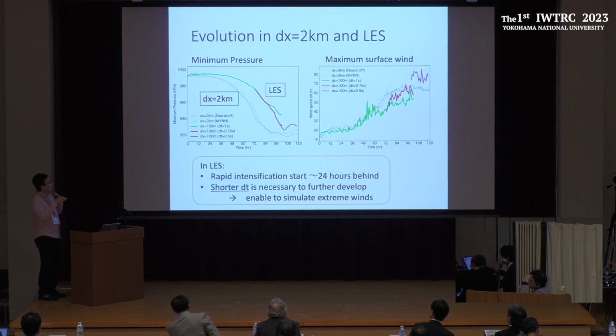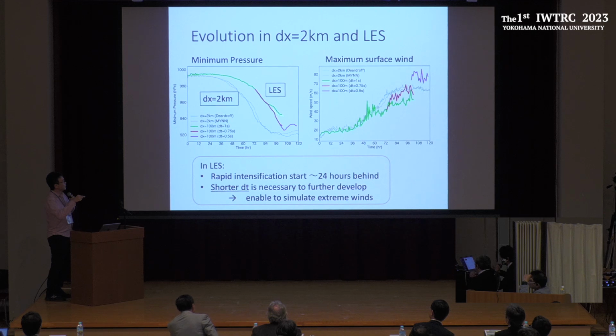And I find that if the tropical cyclone develops, you have to shorten the time step. That is necessary to further develop the tropical cyclone. Otherwise, the rapid intensification is stopped. And eventually, the LES reached the minimum pressure of 920.